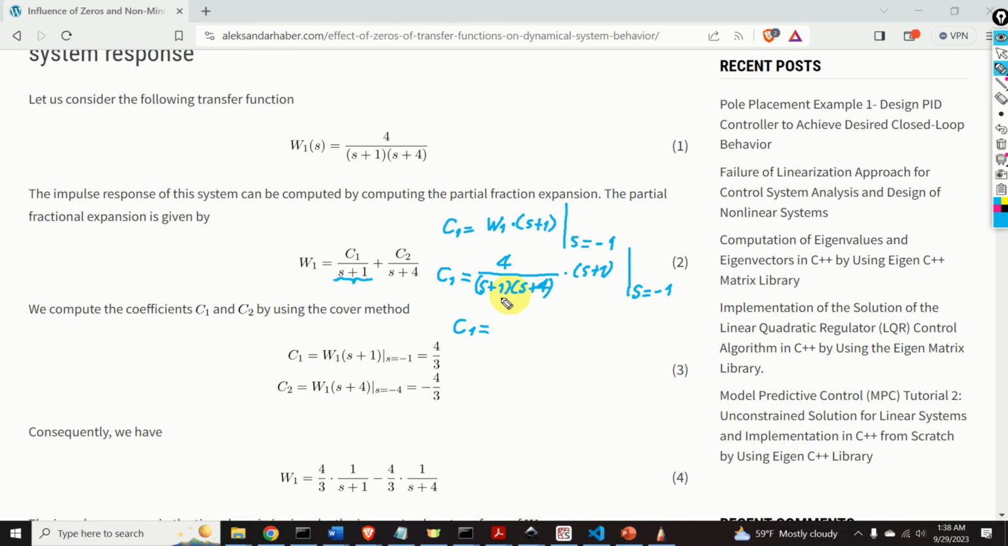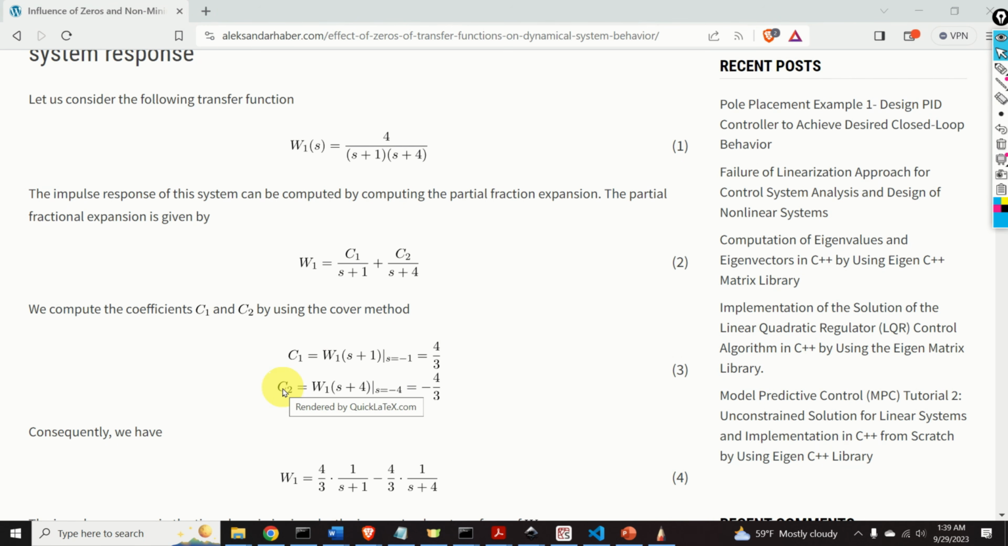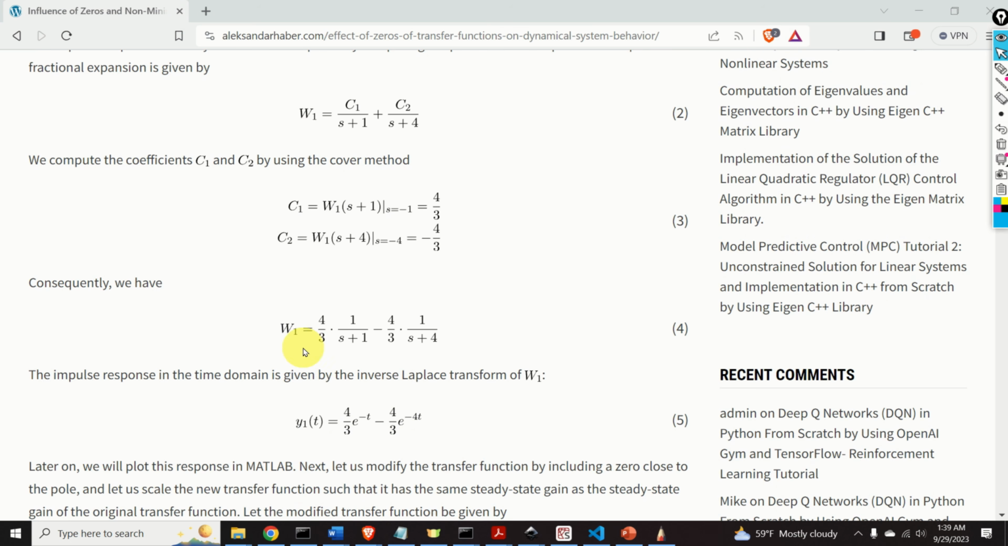C1 is equal to, we can cancel this term and this term, and we obtain 4 over s plus 4, and this should be evaluated at s is equal to minus 1. And as the result, we obtain 4 over 3. And here's the result. By using the same strategy, we can compute C2. And consequently, we can expand our transfer function given over here like this.